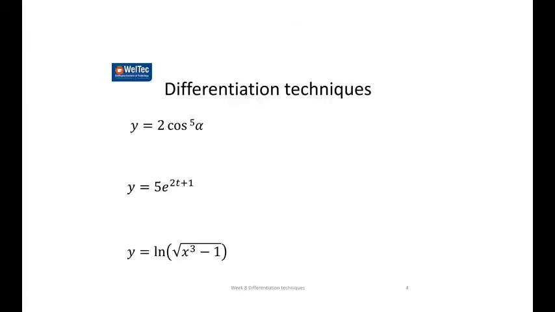The first one, if we rewrite it as 2 times cos alpha to the power of 5, then we can see that it's easier to do it that way. Then it's the 2 times the derivative of the whole, which is 5 cos alpha to the 4, times the derivative of what's inside, which is sine alpha.